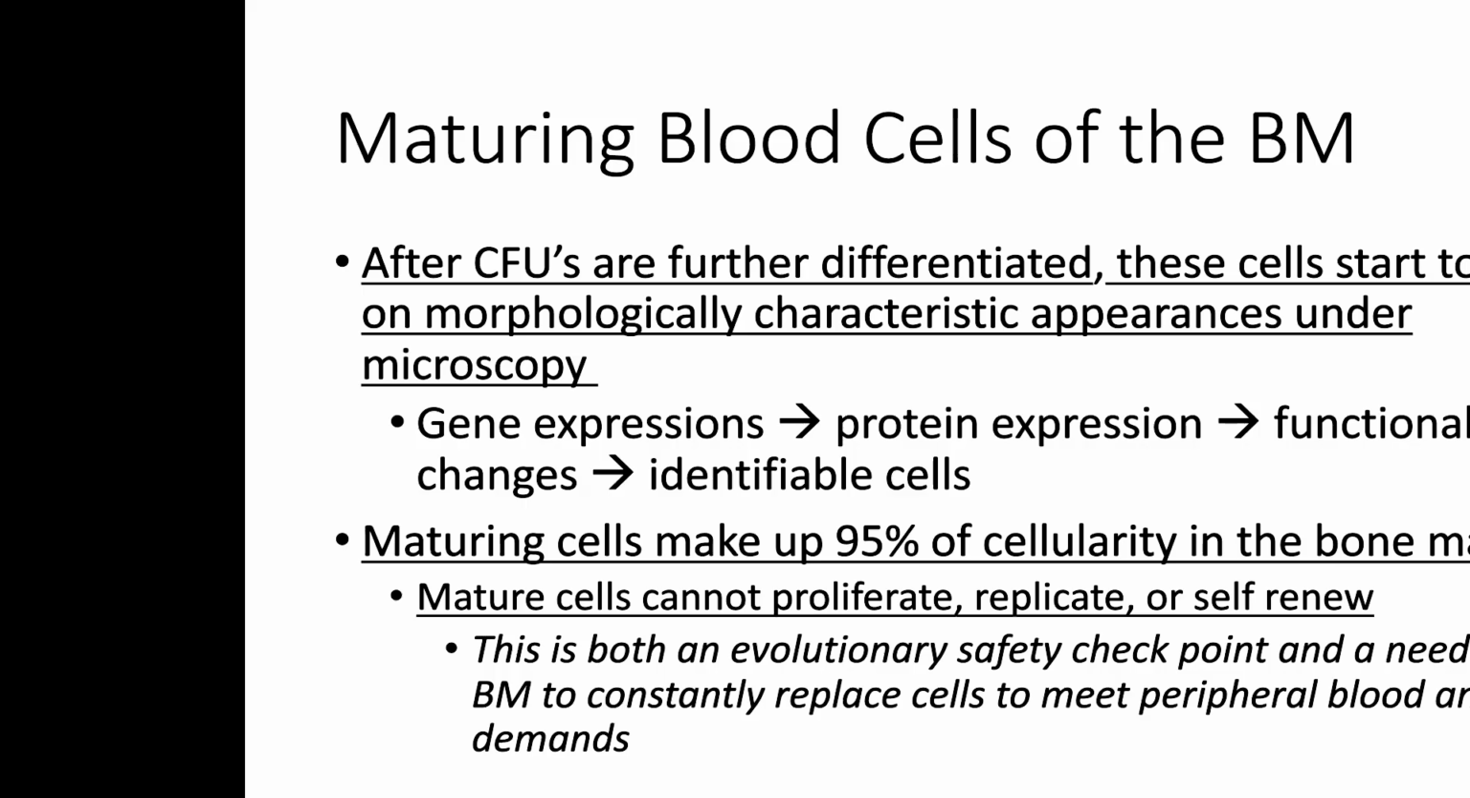Maturing cells should take up about 95% of the cells in your bone marrow. A key note is that mature cells cannot proliferate, replicate, or self-renew. And this is again by design. That way, we can always replace cells as we need to, and we're also getting rid of cells at the appropriate time. That way, we're not going to swell up like balloons.